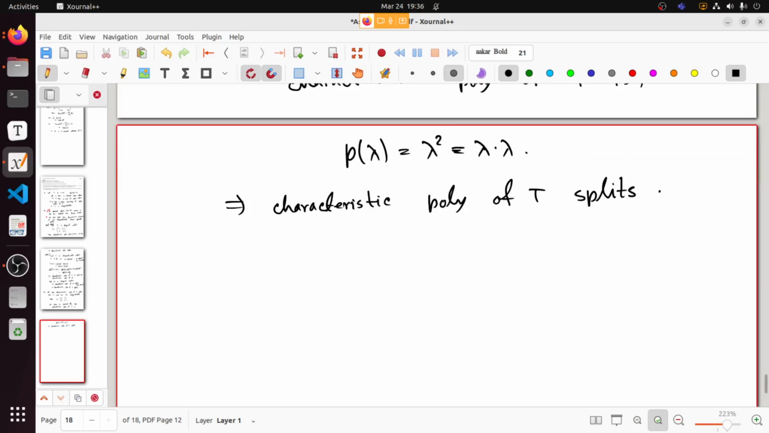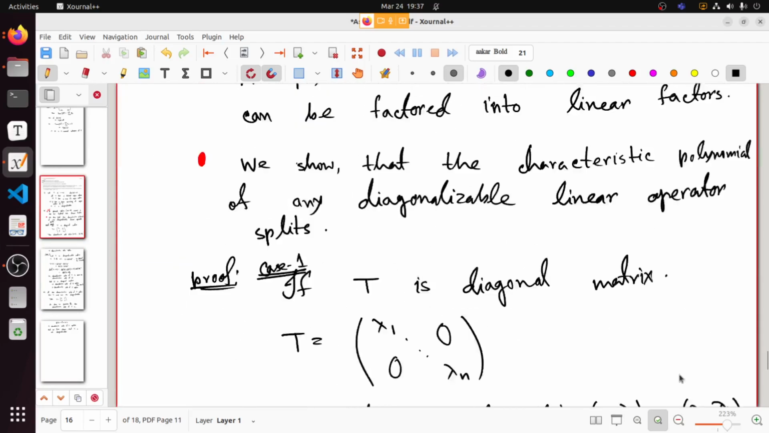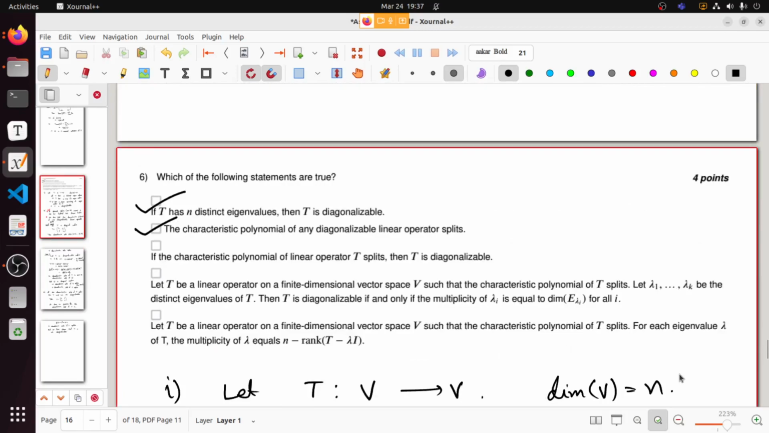But we have shown there that T is not diagonalizable, right? So option number 3 is false. The characteristic polynomial might split, but T may not be diagonalizable. So option number 3 is false.